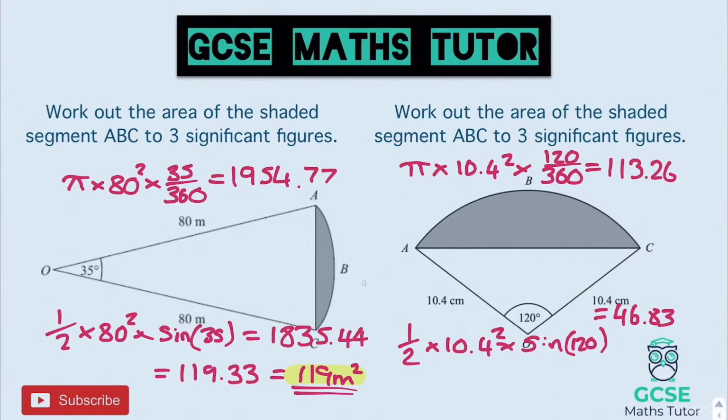There we go, let's take those away from each other and see what we get. 113.26 take away 46.83, and I get the answer 66.43. So there we go, 66.43. Again, it wants it to 3 significant figures, so that's 66.4 centimetres squared. And there we go, there's our final answer for that.